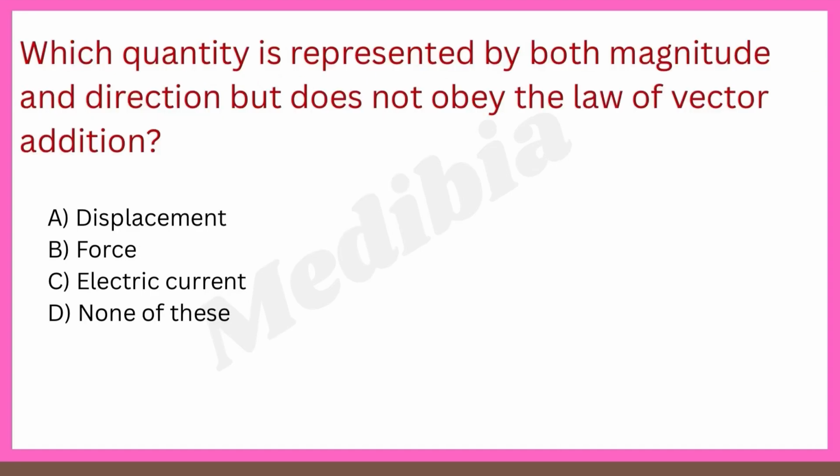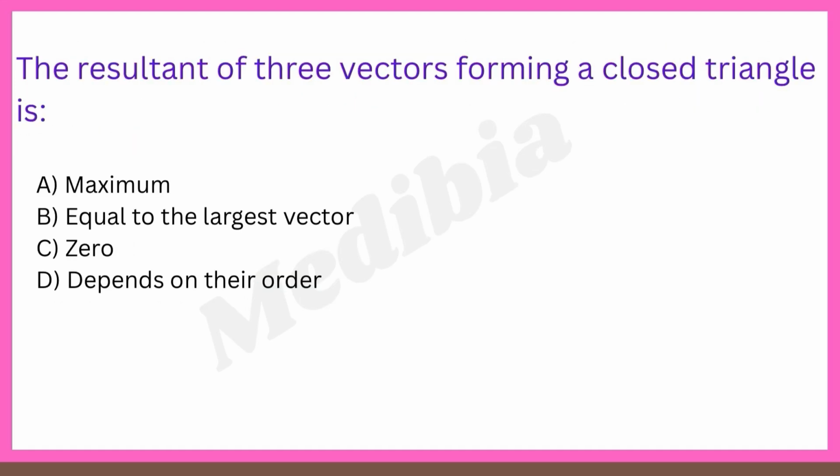Which quantity is represented by both magnitude and direction but does not obey the law of vector addition? Displacement, force, electric current, none of these. The resultant of three vectors forming a closed triangle is: maximum, equal to the largest vector, 0, depends on their order.